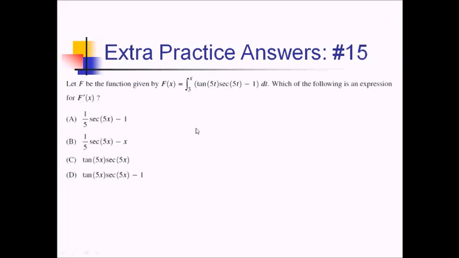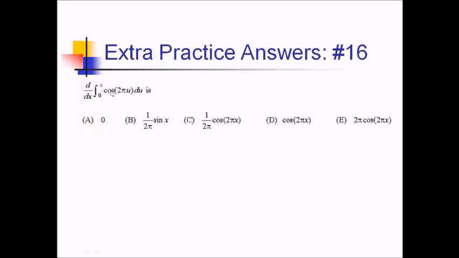On this problem, I'm given this integral function, and I want to know an expression for the derivative of this. Since I'm just taking the derivative of an integral with an x in the upper limit, I'm just going to plug the x in for that dummy variable in there. So we've got tan of 5x, secant of 5x minus 1, times a tail of just 1 because we're just taking the derivative of x. So then that ends up being answer choice D.